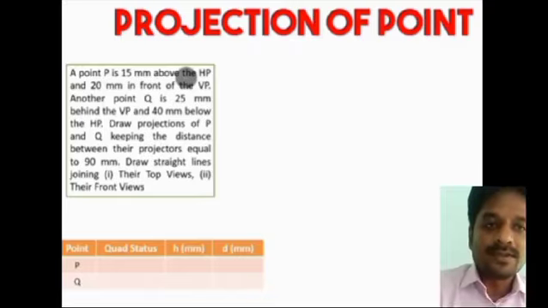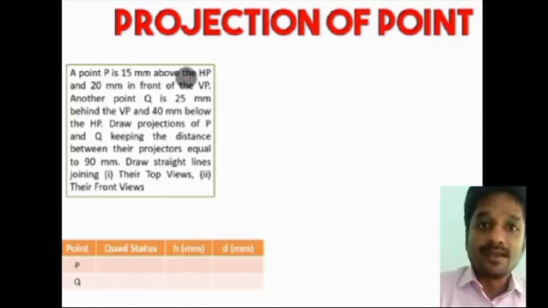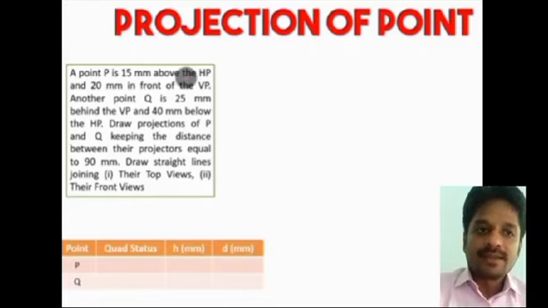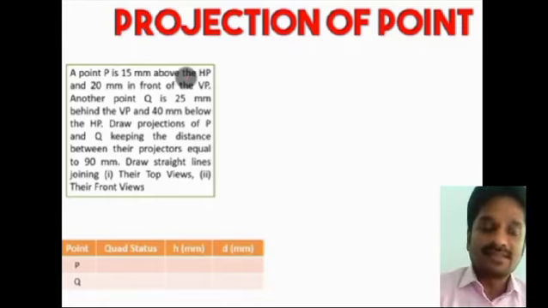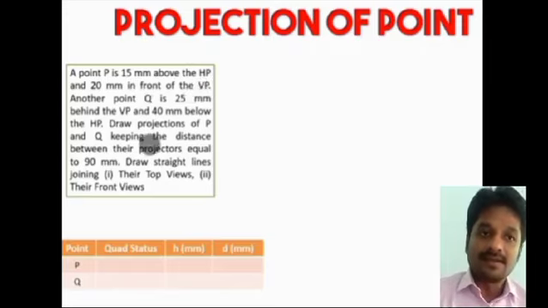We look into the points. The point P is 15 mm above HP and 20 mm in front of VP. It's very clear that when the point lies above HP and in front of VP, the point lies in the first quadrant. Let us look at the second point Q. Q is 25 mm behind VP and 40 mm below HP. So behind and below are the two keywords, which clearly mean that the point is lying in the third quadrant.